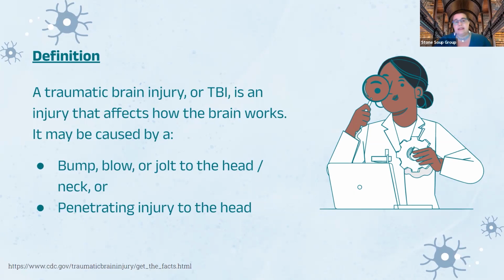So this is the CDC definition, and it is very broad. Any kind of injury that affects the head or neck can result in a brain injury. Now, there is a level of uniqueness to TBI in comparison to other injuries. So let's say you break your arm, there are usually symptoms and then a process of healing that is typical. You can see it on x-rays and you can work around it.